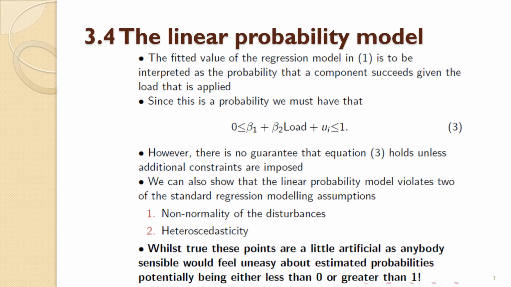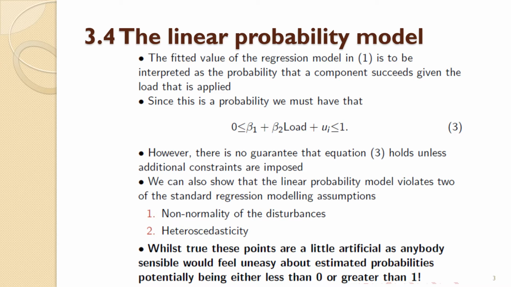So I wanted to go through this a bit more than this linear probability model. So you're interpreting the fitted value of this regression model to be the probability that a component succeeds given the load that's applied, to make sure that you impose a constraint so that any estimated probabilities do indeed lie between 0 and 1. Now that is the main thing that I think is important here, that any sensible estimates of probability should lie between 0 and 1.